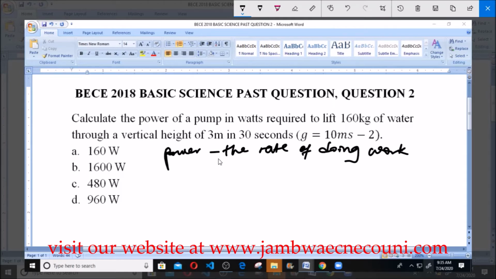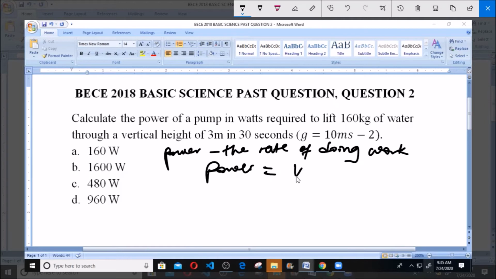This means that power is giving us work over time, and like we know, the formula for calculating work is force times distance, meaning that work is the product of force and the distance. Definitely power will be equals to force times distance all over time.